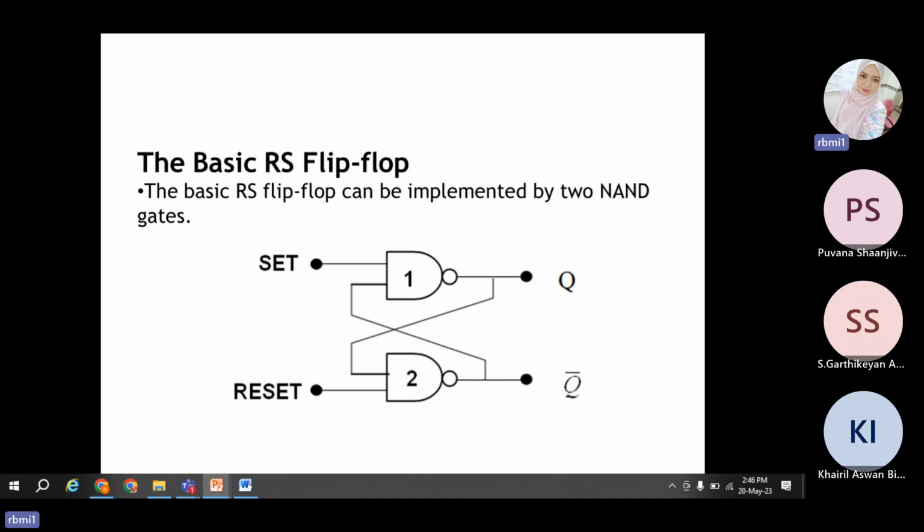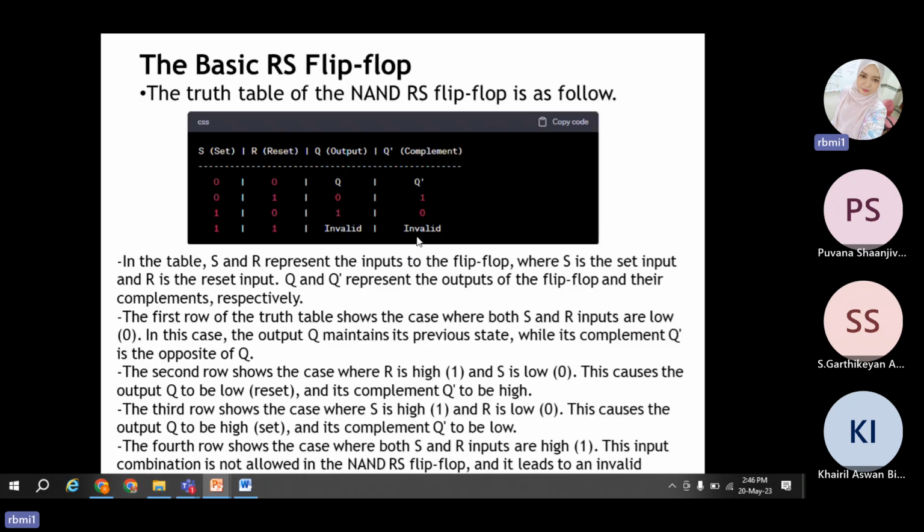We can construct a truth table from these logic gates. The logic gates here are two NAND gates. This is the truth table of the NAND RS flip-flop, with inputs set and reset, and outputs Q and Q bar. In the truth table, set and reset represent the input. S is set, R is reset. Q and Q bar represent the output.